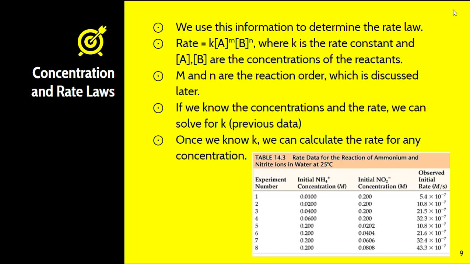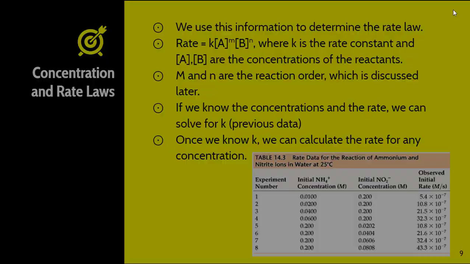Now, m and n are the reaction orders, and that's something we're going to discuss a little bit later on, because when you double the concentration, it doesn't necessarily double the reaction rate, and that's where reaction order comes into play. So if we know the concentrations and the rate, we can solve for k, utilizing the previous data. And once we know k, we can calculate the rate for any particular concentration. We use an initial rate, plug in rate, A and B, and then we can solve for k. Then once we know k, for any concentrations, we can determine the reaction rate based on that information.